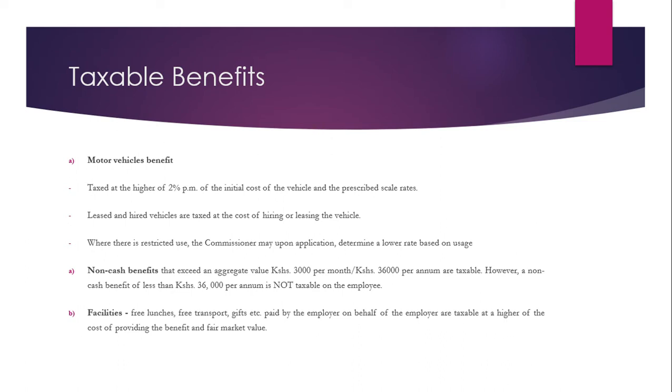Non-cash benefits that exceed an aggregate value of 3,000 per month or 36,000 per annum are taxable. However, a non-cash benefit of less than 36,000 per annum is not taxable on the employee. So any non-cash benefit which is less than 3,000 per month or 36,000 per annum is not taxable. Anything above, assuming that you've been given a non-cash benefit of 40,000, you say 40,000 minus 36,000, you get this, then you are taxed on the excess.